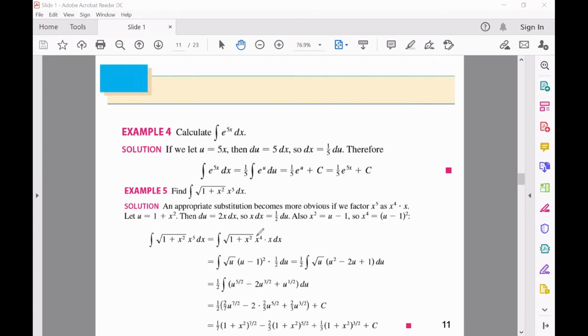إذا نلخص هنا: this is u or this is root u. This is we have x dx, we can write it in term of du. It's du times half. We have x to the 4. x to the 4 it's equal u minus 1 squared. Then we have u squared minus 2u plus 1, and it becomes like that. This is the main important step.